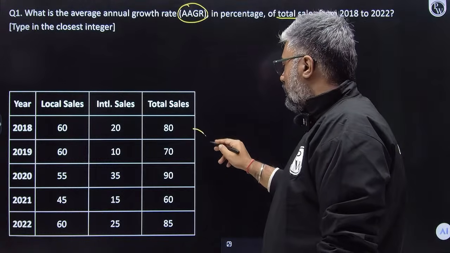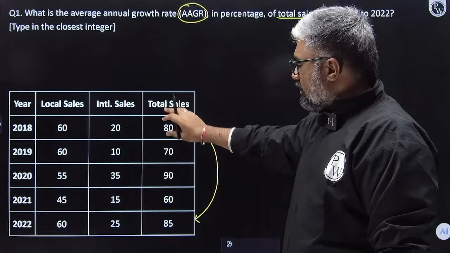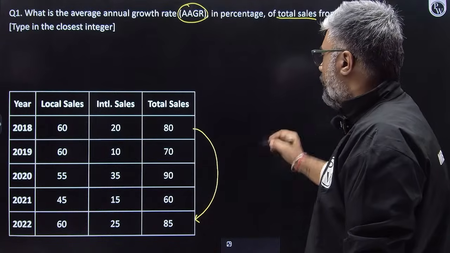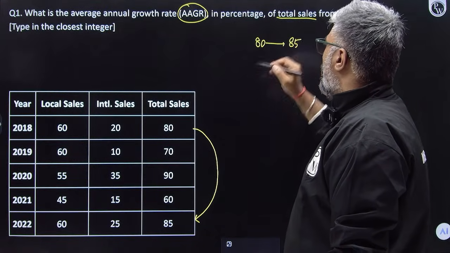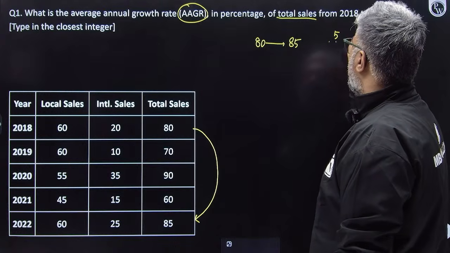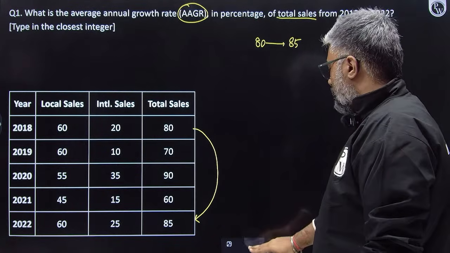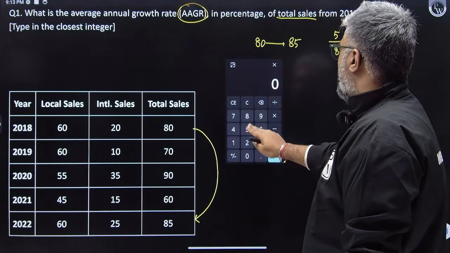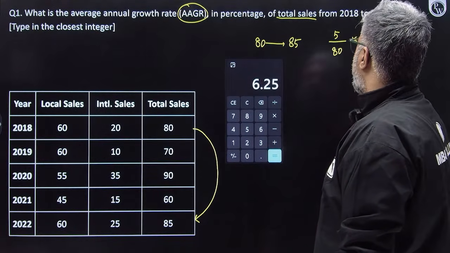You find out the growth rate from initial to the final. So from 80 to 85. What is the growth rate? The growth rate is 5. Growth is 5 upon 80 into 100. Am I right? So this would come up to what? 5 by 80 into 100 would give me 6.25%.